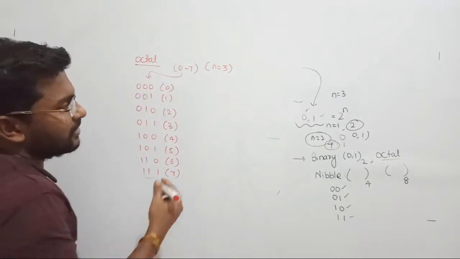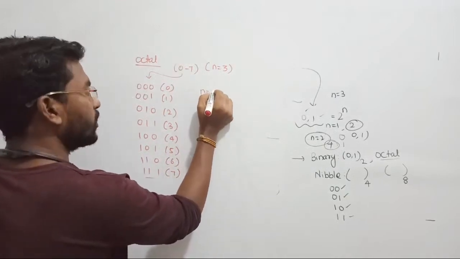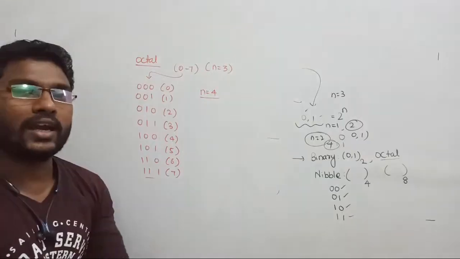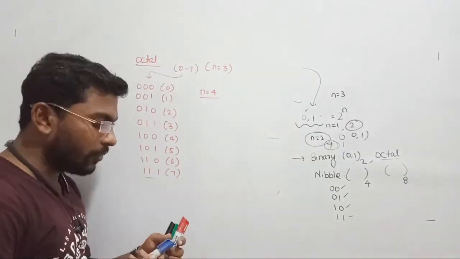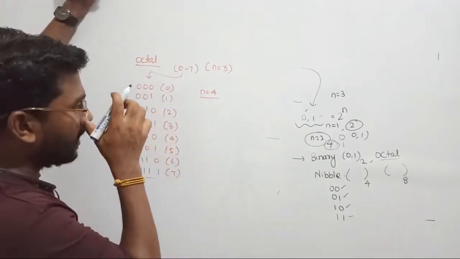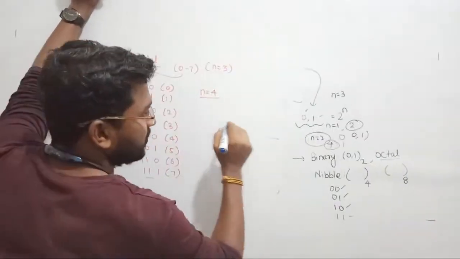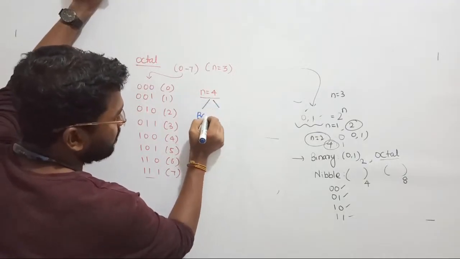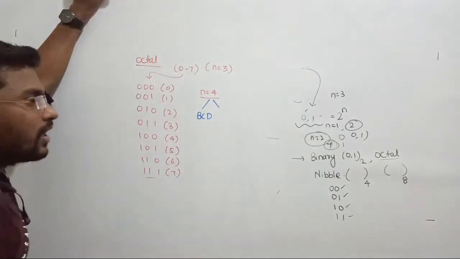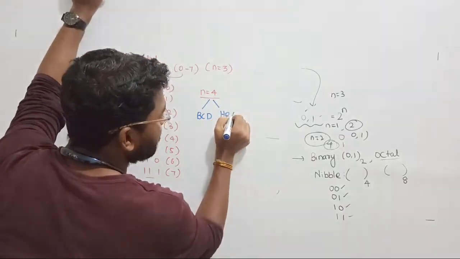Let us increase the complexity. Happily, I would like to go up, that is, if I consider n equal to 4, let us see. At n equal to 4, we can consider 2 systems. Let me introduce them: one is the binary coded decimal system and another one is called the hexadecimal system.